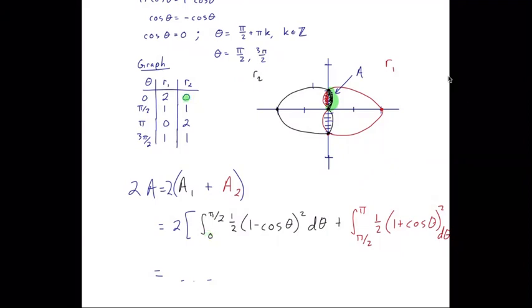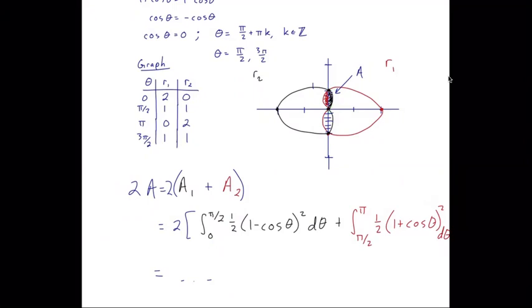So 0 to pi over 2 is here. So angle 0 to pi over 2. And this is R2, the black curve. So it's 1 minus cosine theta for R. Square it times 1/2 d theta, and that's our area in that little sliver. So we are going to just double these things when we're done.